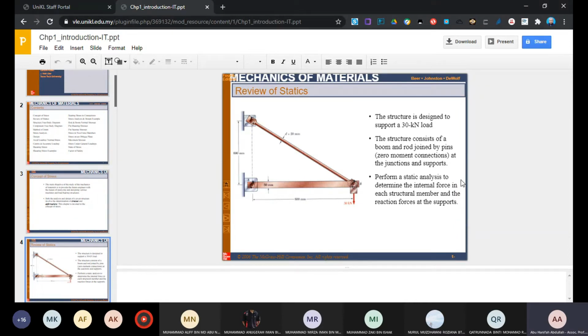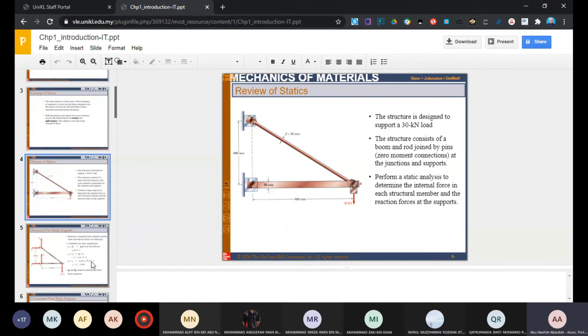And we have to perform static analysis to determine the internal forces. So for us to study the stress, for us to determine whether this structure is strong enough or sufficient or not to carry 30 kilo, we need first to determine how the 30 kilo force is distributed. The 30 kilo will be taken up by these two members. And how much of it will each member take up? That's our first task. From there, we do the stress analysis, which is dividing the force by the area, and we compare the stress to the structure strength.